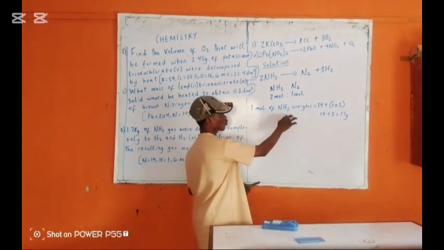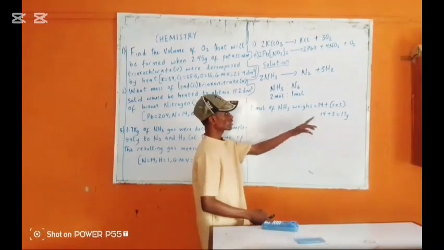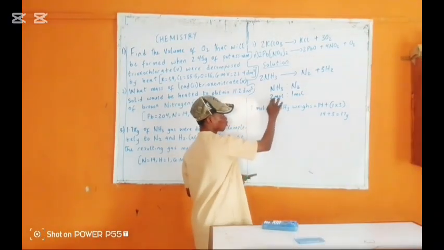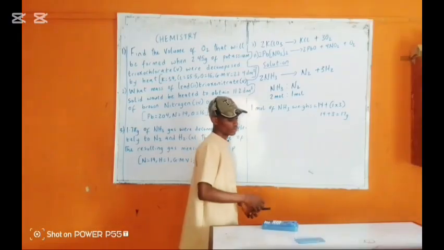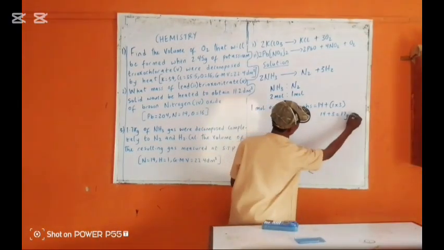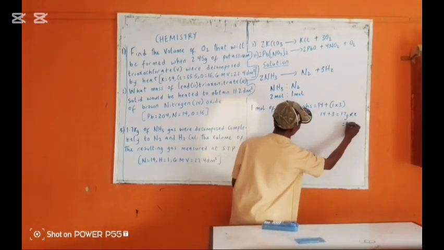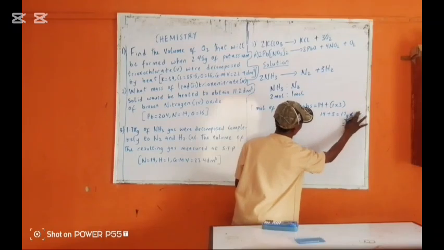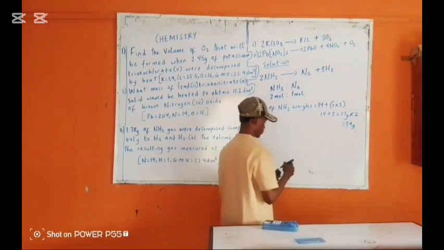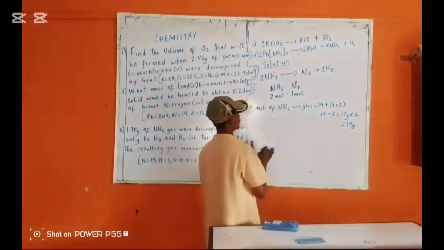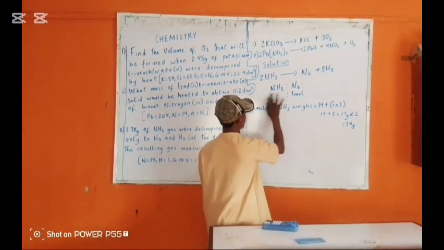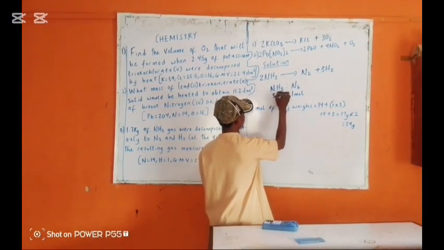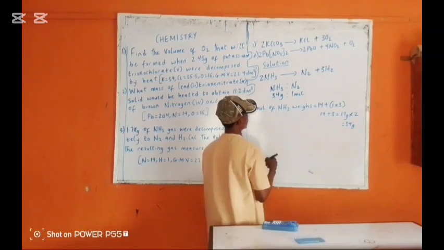So 1 mole of ammonia gas weighs 17 gram. So 2 moles will now weigh 17 gram times 2. That is 34 gram. So we're having 34 gram here.